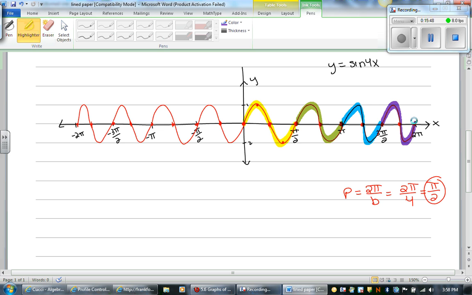Okay, so I have 4 full cosine curves. Here are your 4 full cosine curves between 0 and 2 pi. That's how you state frequency.